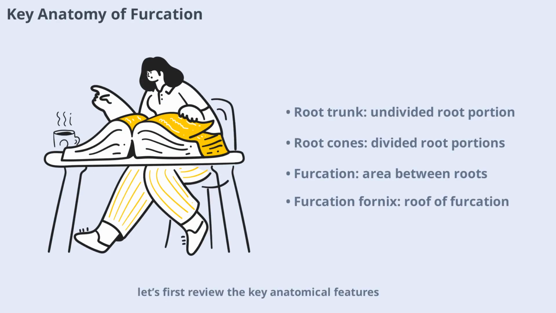The root trunk is the undivided portion of the tooth root, located between the cemento-enamel junction, CEJ, and the point where the roots separate. The root cones are the divided portions that form the furcation region. The furcation itself is the area between the roots, while the furcation fornix refers to the roof of this space. Recognizing these structures is essential for accurate diagnosis and effective management of furcation lesions.